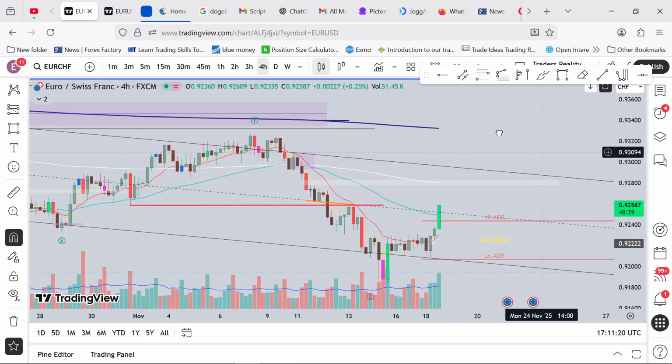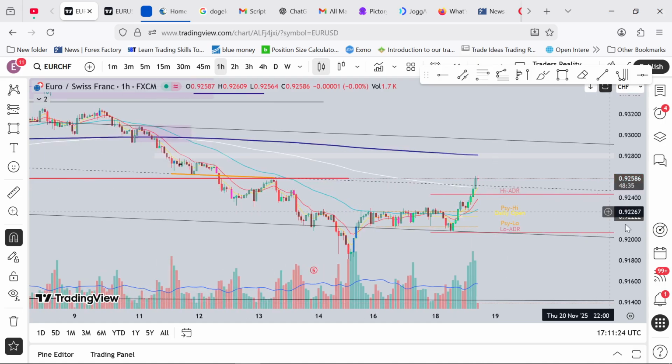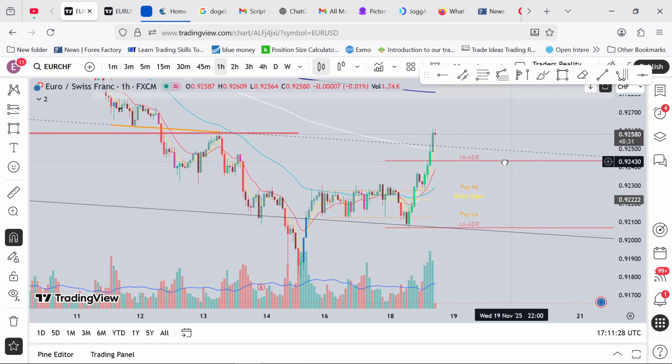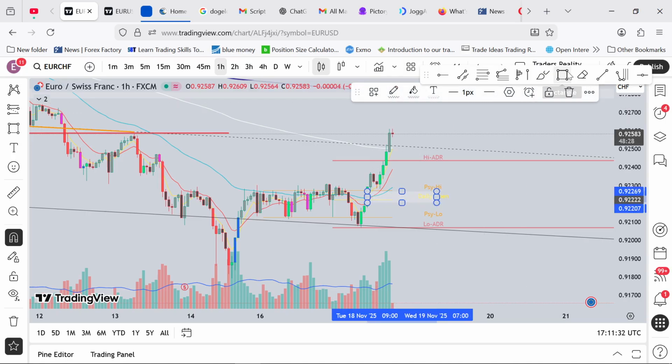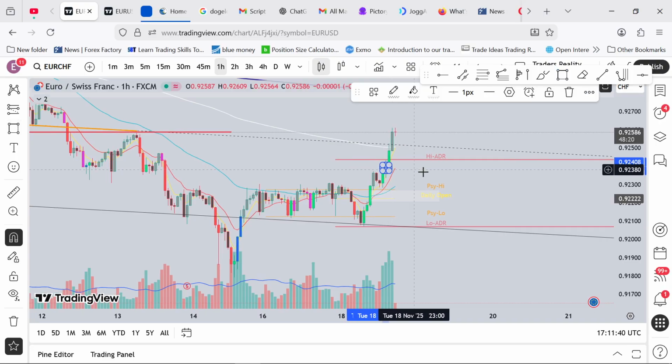Right, cool. Let's just jump onto the 1 hour time frame. I don't know when I drew this, but I have a fair value gap here. I have a fair value gap here. There's one right here. They are my points of interest.